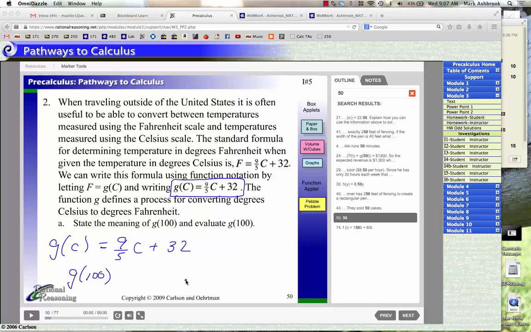It's not about plugging anything in. It means something. G of 100 means something. What does it mean? It's not about plugging something in. So this is not telling you to plug in 100. We can't. We worked on that when we first introduced the notation. It means something. What does it mean?